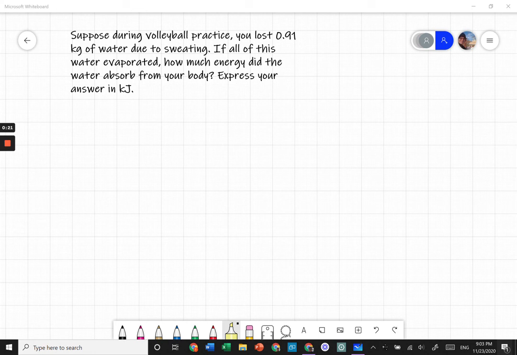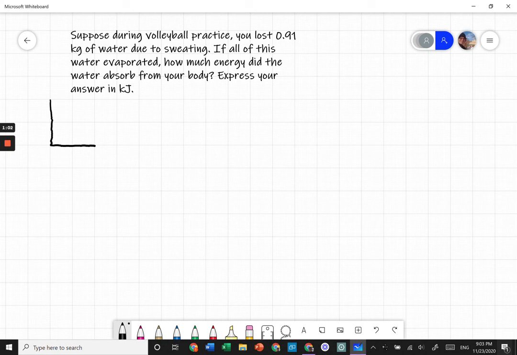So, I like to start by reading the question, but the next thing I'm going to do is go through and see if this is going to be a heating or cooling curve. That way I know whether I need to draw a heating curve or a cooling curve. Going back through the question, suppose that during volleyball practice you lost 0.91 kilograms of water due to sweating. Well, that first sentence doesn't necessarily tell me if I'm going to be adding energy or removing energy, heating up or cooling down. Right now, I can kind of assume that I'll probably be heating up because of sweating, but I don't know yet. I'm going to keep reading through the question and seeing what other information they give me.